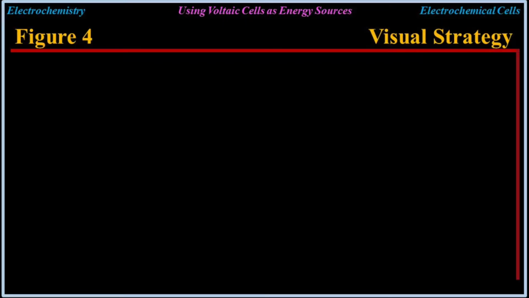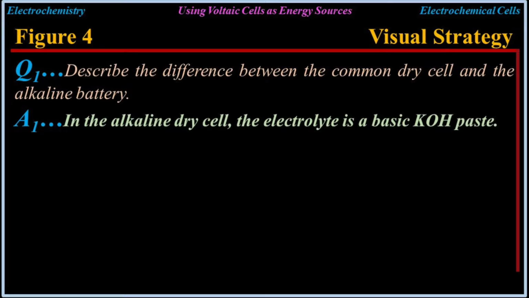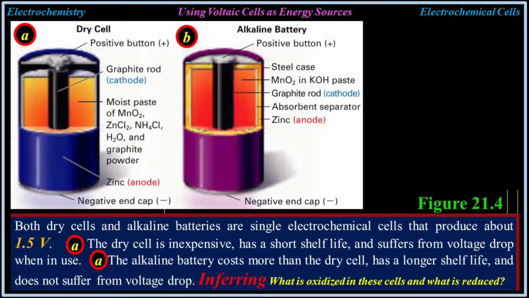Figure 4, visual strategy. Question 1: describe the difference between the common dry cell and the alkaline battery. In the alkaline dry cell, the electrolyte is a basic potassium hydroxide paste. Figure 21.4, the dry cell and the alkaline battery.